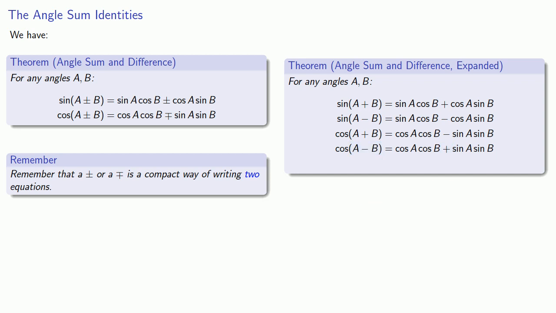Sine mixes things up. So sine of A plus B, well, you have sine A cosine B, cosine A sine B. Cosine, on the other hand, keeps everything separated. Cosine A cosine B, sine A sine B.